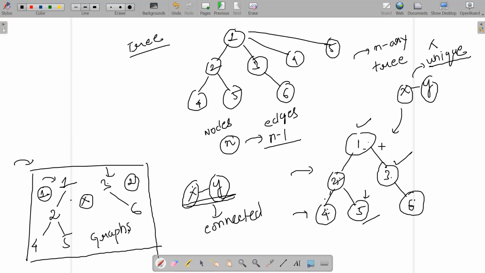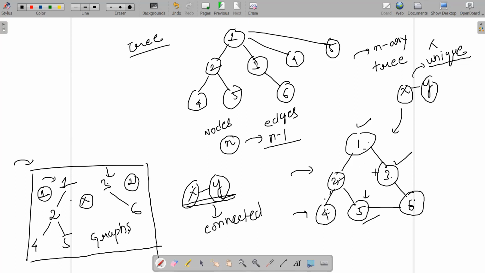We can have one more node from 1 to 4, say, and 4 is again pointing to 6, something like that. Suppose, let us suppose 6 is connected to 5. Okay, 6 is connected to 5. Then tell me one thing. Is it still a tree for us?